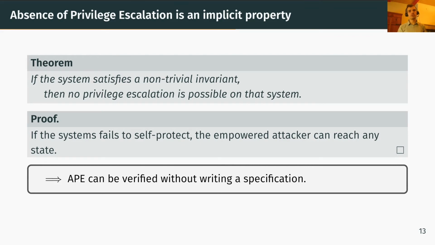We will also use the fact that absence of privilege escalation, perhaps surprisingly, is an implicit property. Indeed, if the system satisfies a non-trivial invariant, then it is not vulnerable to privilege escalation. And the proof is quite simple. By contraposition, if there is a possible privilege escalation, then the user code, the empowered attacker, may do anything and reach any state, and therefore the system does not satisfy any invariant except the trivial invariant true. So absence of privilege escalation can be verified without writing a specification. We just have to infer an invariant on the system.